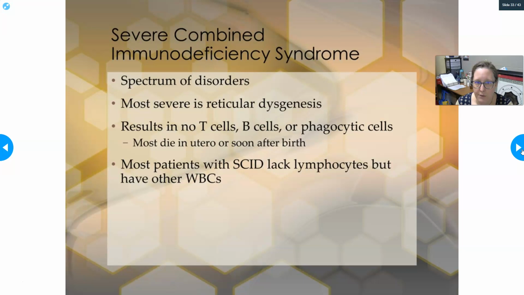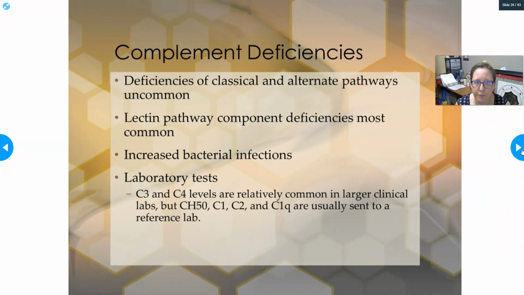And then severe combined immunodeficiency syndrome is a spectrum of disorders, but the most severe is reticular dysgenesis. In that one, there are no T cells, B cells, or phagocytic cells, so no immune system. And most will die in utero or soon after birth because they have no defense whatsoever. Most patients with SCID will lack lymphocytes, but have the other white cells.